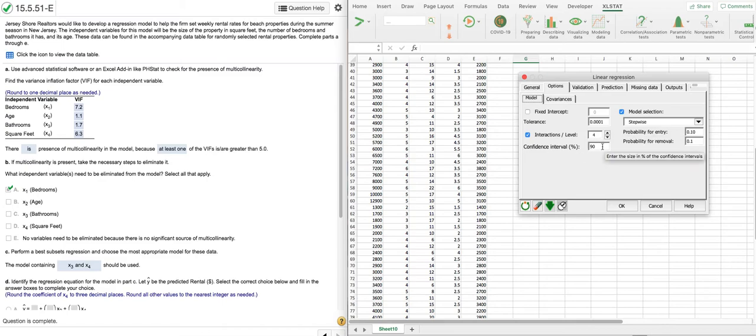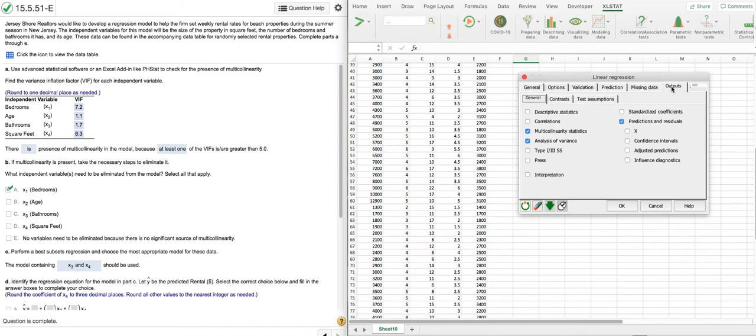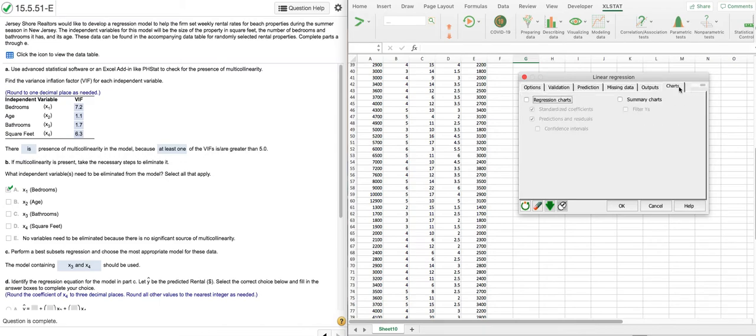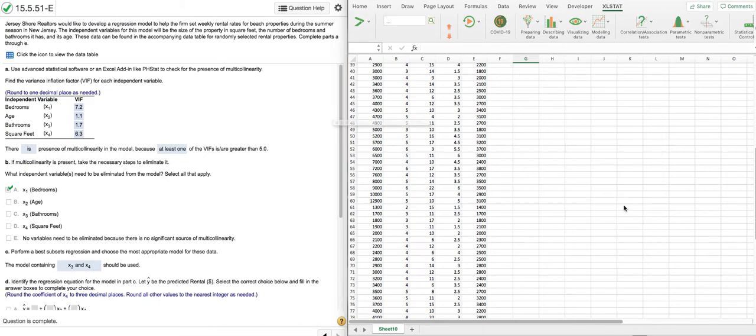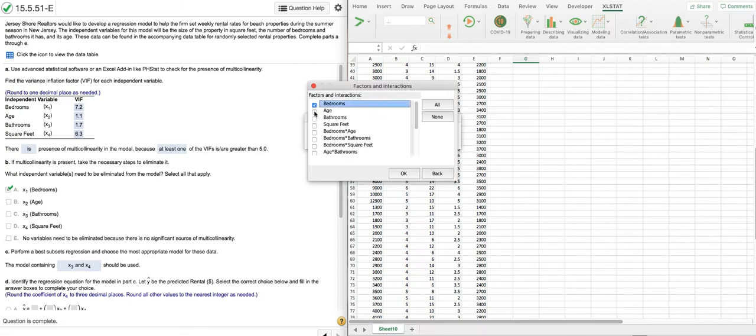The confidence interval is already set at 90. I'll just leave it there for now. I don't even need a stepwise regression set up. We'll just do a basic, straightforward regression, again, just to get the VIFs. Go to outputs, and we have the multicollinearity statistics. Really, we wouldn't even need to select the analysis of variance, but we'll go ahead and just leave it as is. And let's check for those figures now.